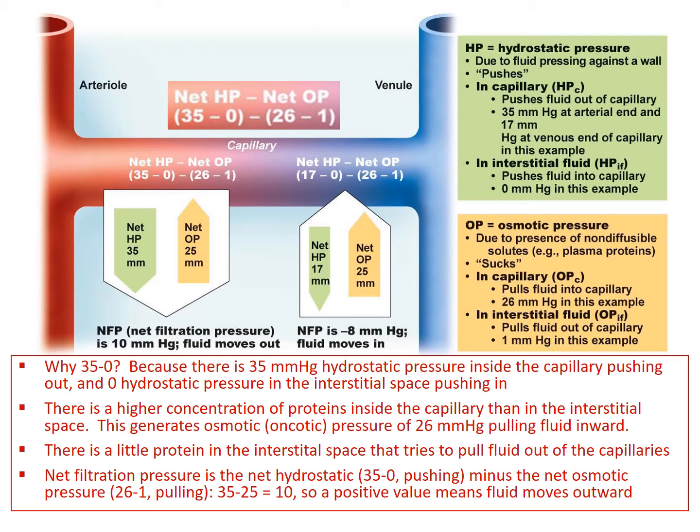Now, one thing we established in a previous slide is that filtration pushes out and osmotic pulls in. So you have a net hydrostatic pressure pushing out at 35 and a net osmotic pressure pulling back in at 25. That means you subtract the 25 value from the 35 value. That gives you a net filtration pressure of 10 millibars. And since it's a positive value, fluid is going to move out on the arterial side of the capillary bed.